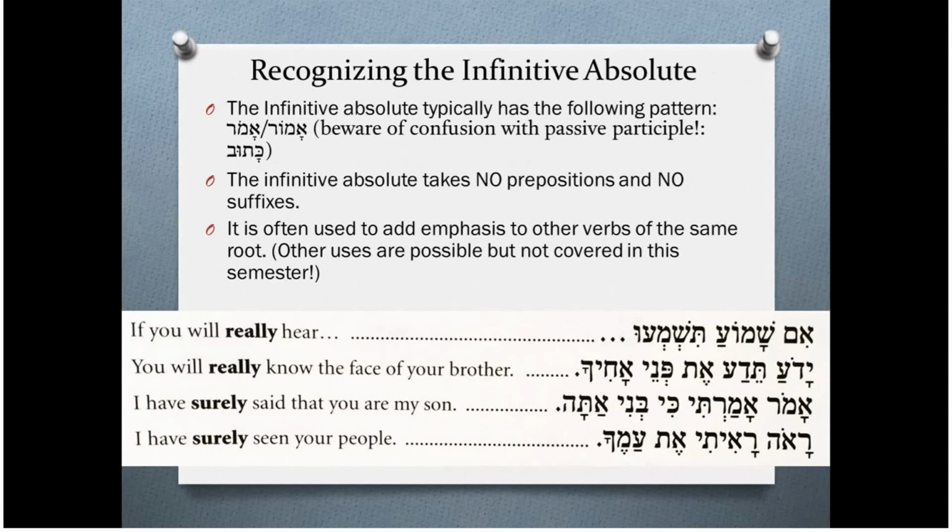Im shamoa tishme'u. So if you will really hear. And so notice the really is coming from the fact that you have shamoa and then tishme'u. And so these are both from the same root, right? Shama and shama. Shamoa and tishme'u, sorry. So the infinitive absolute here is really functioning to emphasize the verb of the same root. Let's look at another one.